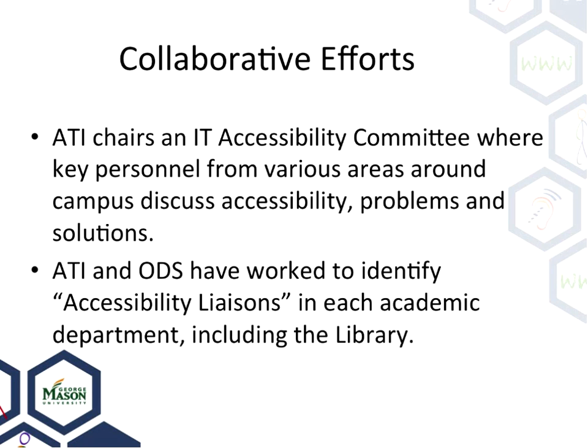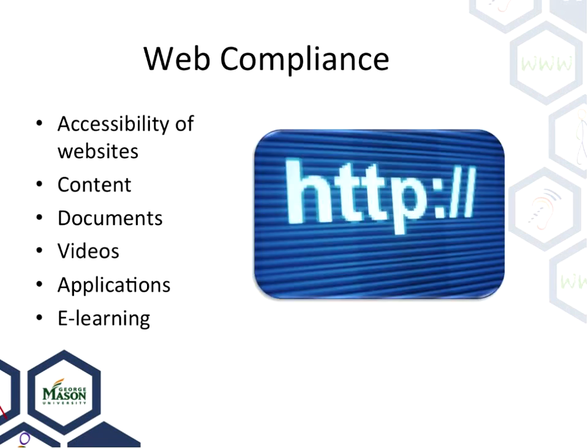So that way we have a go-to individual for each academic department, including the library, that will help us work with the different units based upon where our students with disabilities might be taking classes. So in regard to web compliance, Greg talked a lot about the web accessibility. We do look at the websites, but we also look at some of the content, the documents, the videos, and applications. We do use the term e-learning to help cover a lot of the areas of web accessibility in the classroom. We too have developed a guide to creating accessible material that's located on our website of ati.gmu.edu.